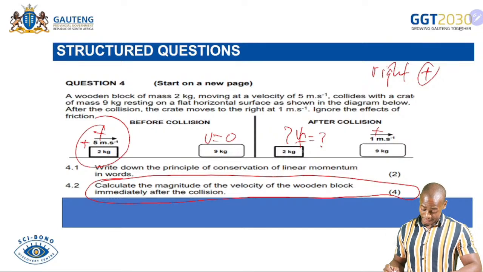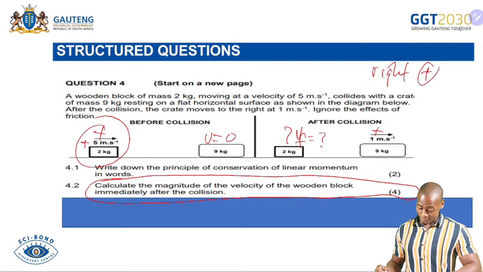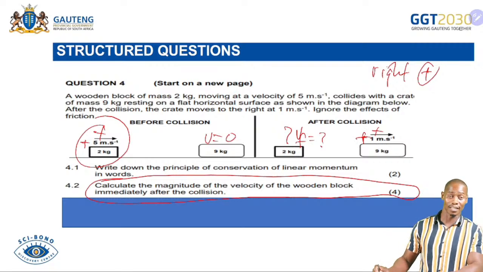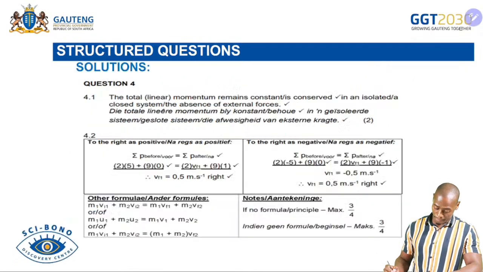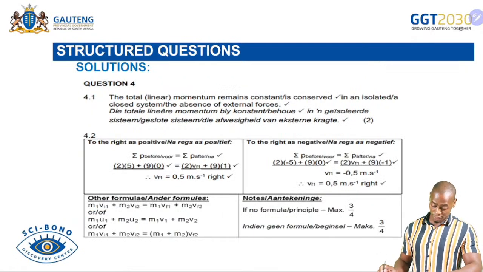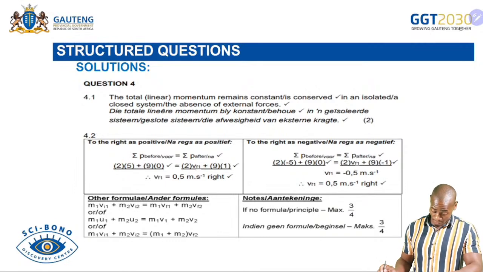Okay, then after collision, we have the mass of the wooden block, but we don't have the final velocity of the wooden block. And then for the crate, we have the mass, we also have the velocity, in which direction? To the right. So that one will be positive because we are taking right as positive. All right, so let's check. So remember, we are applying the principle of conservation of linear momentum, right? So the sum of momentum before collision equals the sum of momentum after collision.